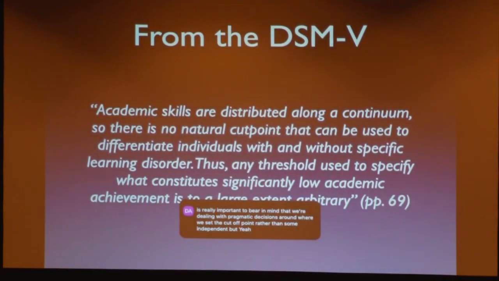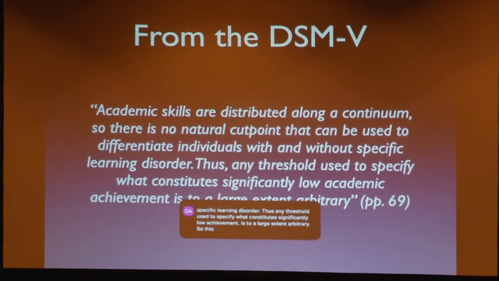And in fact, the DSM-5 that provides the definition that I offered to you at the beginning of my presentation of specific learning difficulties with mathematics, although they provide a categorical diagnostic classification scheme, they themselves admit that academic skills are distributed along a continuum, so there's no natural cut point that can be used to differentiate individuals with and without specific learning disorder. Thus, any threshold used to specify what constitutes significantly low achievement is to a large extent arbitrary.